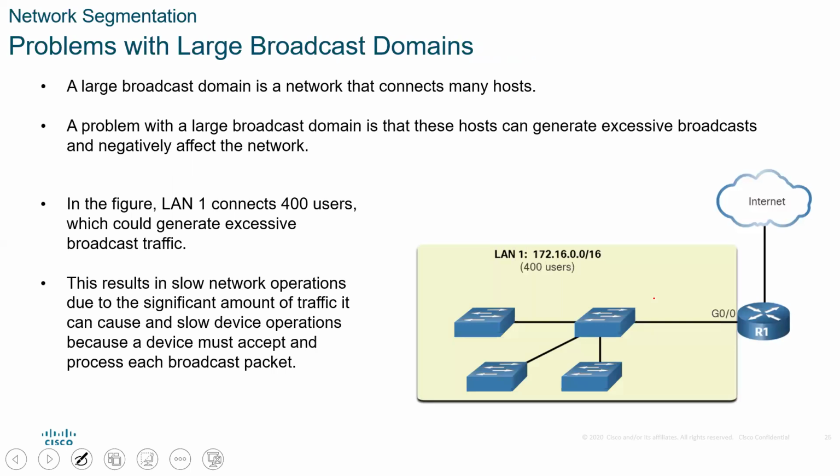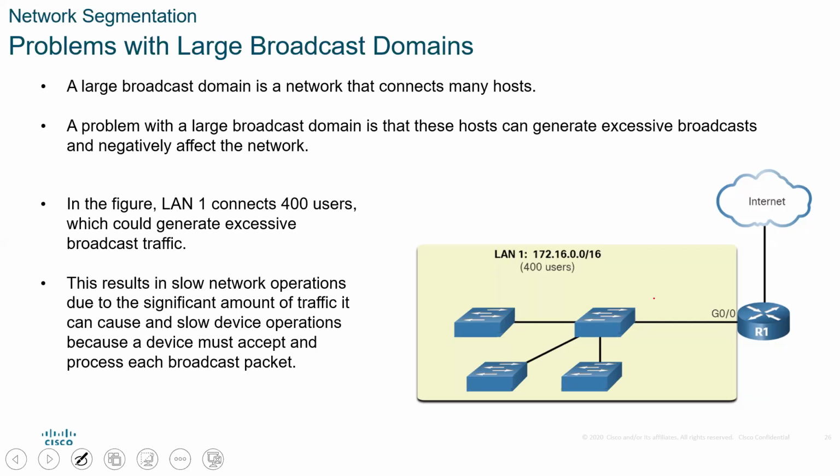Okay. So a large broadcast domain is a network that connects many hosts, and that's a problem. Where there are so many hosts on that network, it generates humongous broadcast. So a problem with a large broadcast domain is that these hosts can generate excessive broadcast, and the negative effect will affect the network. So you see the network becoming slow and congested.